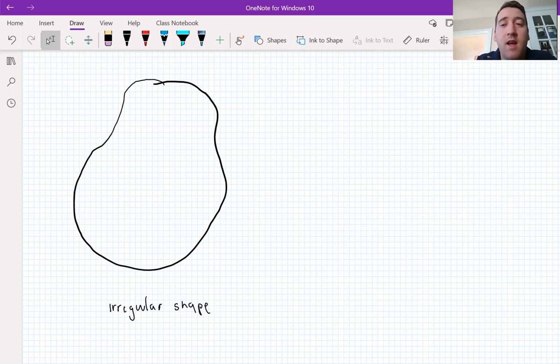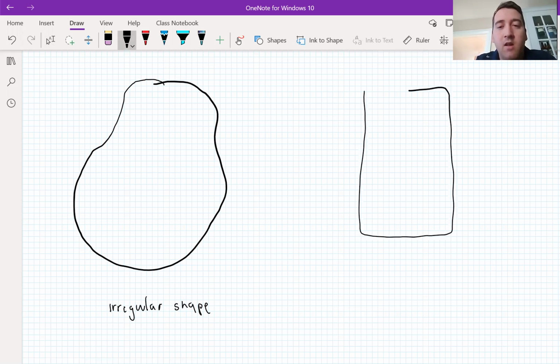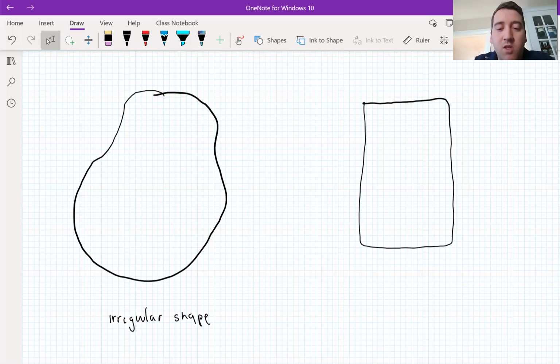The other type of cell, and you'll notice I'm leaving a gap in between them, I'm drawing over here. And this cell is much more regular. Now, it's not a perfect rectangle, but it's much more regular. It's much more rectangular than the other cell, regular shape.